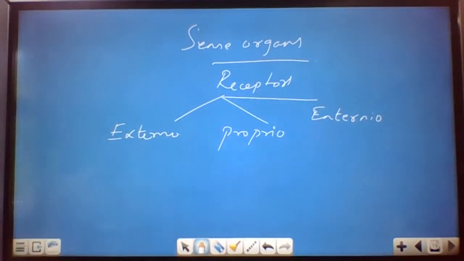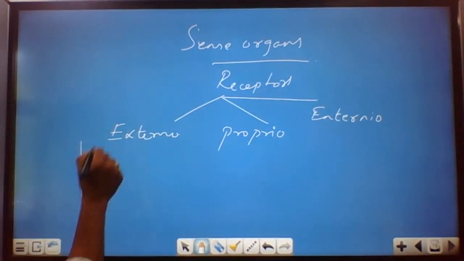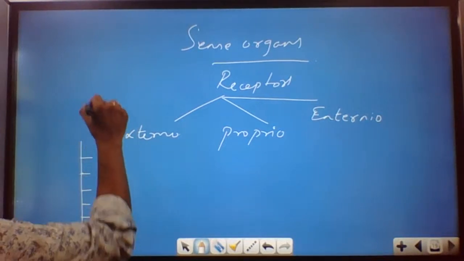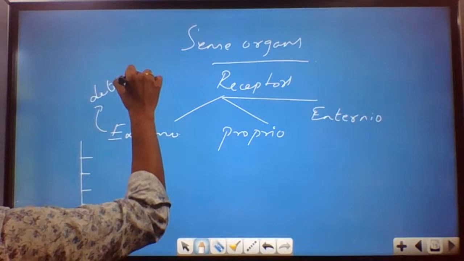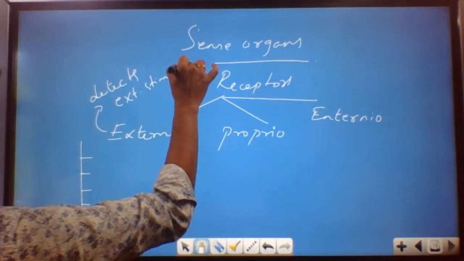Coming to the first type, external receptors, I'll just tell you the names of the receptors, and you can easily find out the function of these receptors. They detect external stimuli. This is the main function of the external receptors.